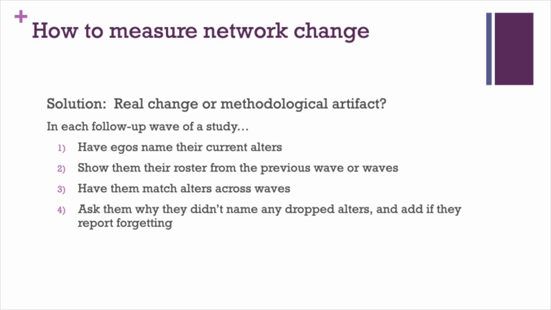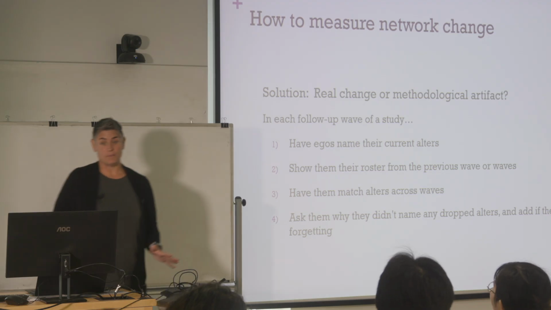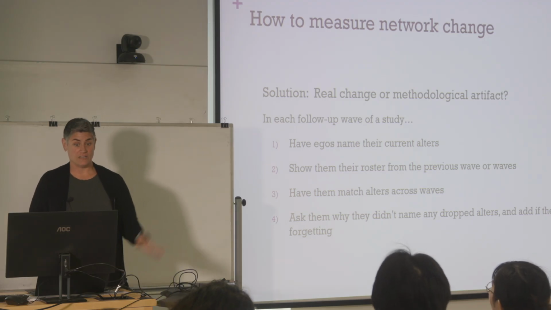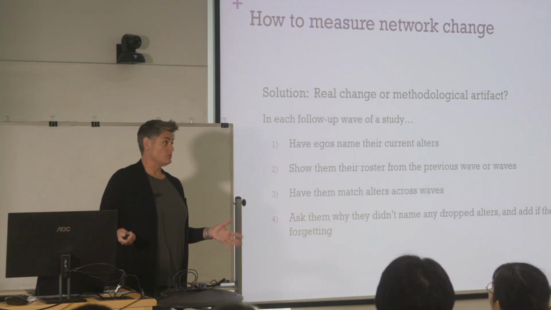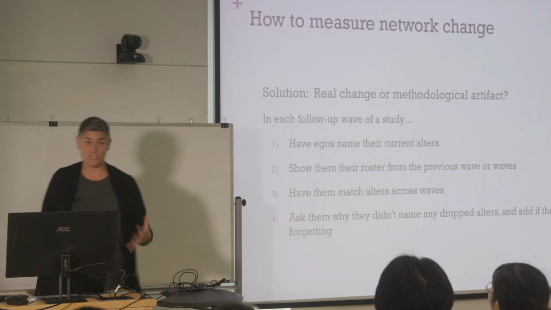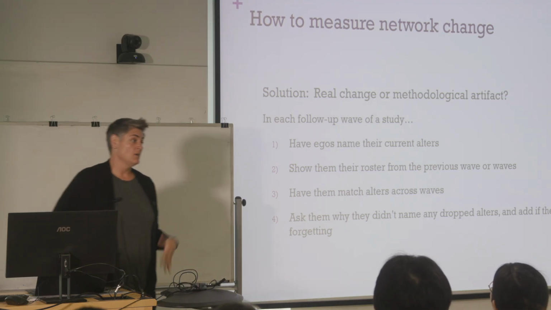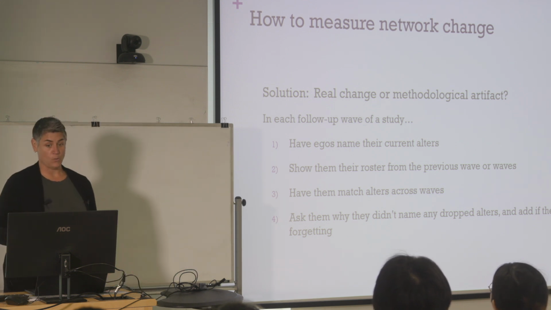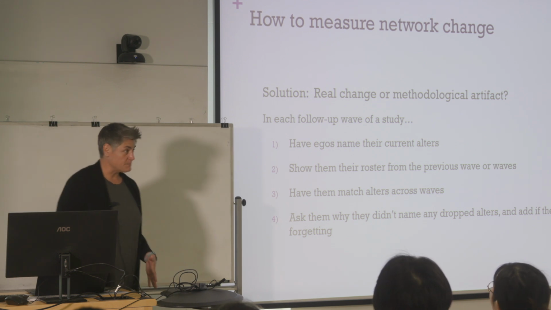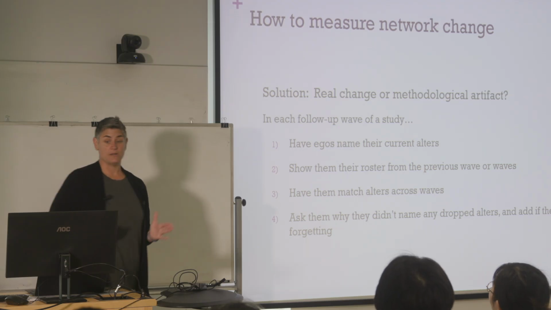So there's a sort of easy solution to this problem of is it real change or is it a methodological artifact? And that is that in each wave of a follow-up study, I would strongly suggest that you do this. Have egos name their current alters, right? So just as you collected it in the first wave, don't change anything. So maybe you're saying, who do you talk to about important matters? Ask it the exact same way in the second wave. And then subsequently, you show them their roster from the previous wave.